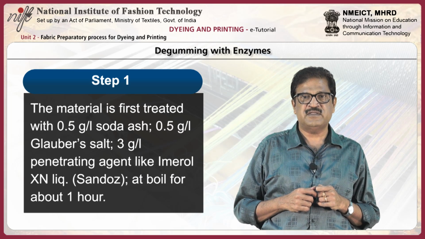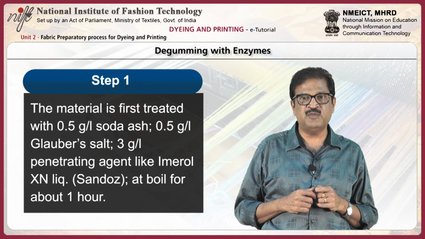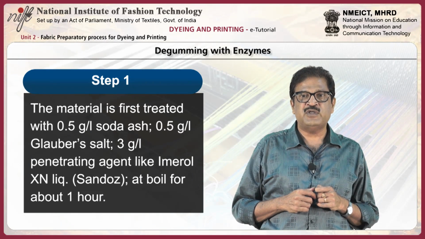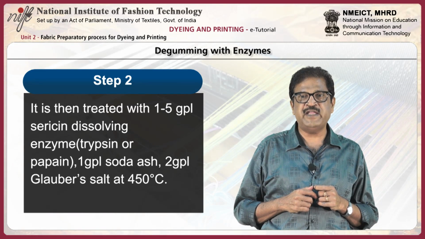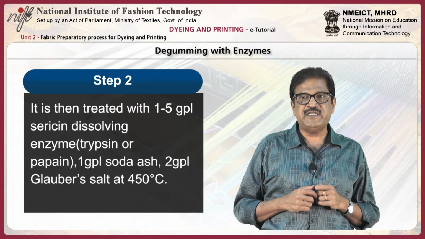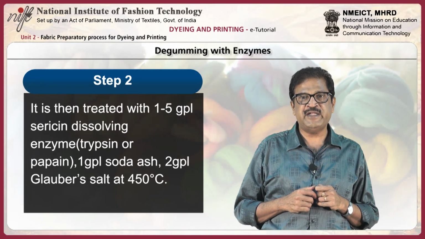The 3-step process includes, in the first step, the material is first treated with 0.5 grams per liter soda ash, 0.5 grams per liter Glauber salt, 3 grams per liter penetrating agent like Mercerization at boiling temperature for about 1 hour. In the second step, it is then treated with 1 to 5 grams per liter sericin dissolving enzyme, that is trypsin or papain, 1 gram per liter soda ash, 2 grams per liter Glauber salt at 45 degrees centigrade.